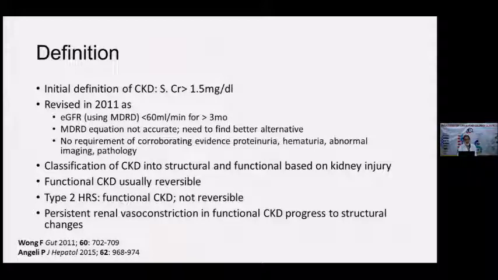Classification of CKD into structural and functional is based on kidney injury. Functional CKD is usually reversible. Type 2 HRS is functional CKD, which is not reversible. There is persistent renal vasoconstriction and functional CKD, which progresses to structural changes.